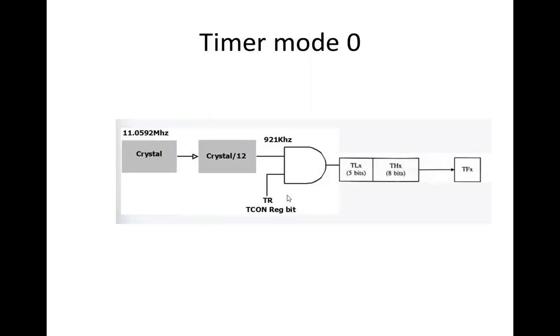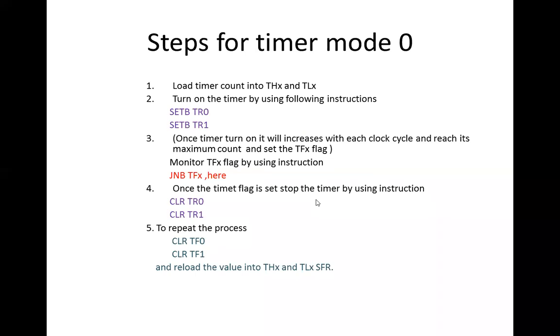So these are the bits which are used in your TCON register, and for that purpose you have to use the AND gate. From the timer we use the THX 8 bits and TLX 5 bits. This is TFX. TFX means what? The overflow flag. You have to check the overflow flag. Then we use this. These are the steps for that.